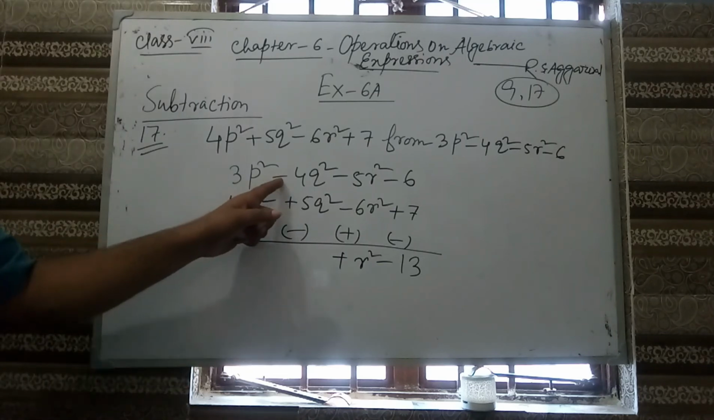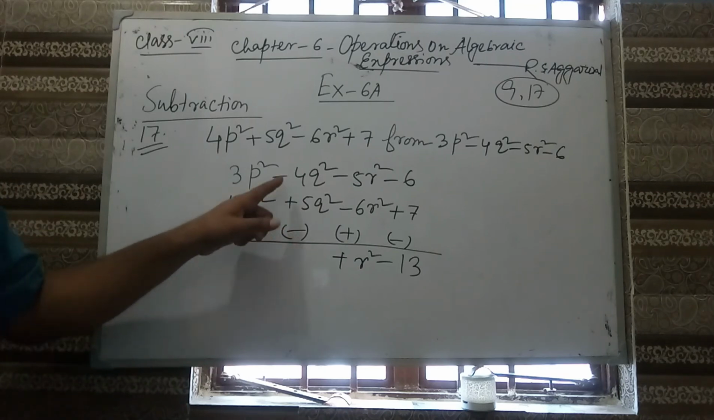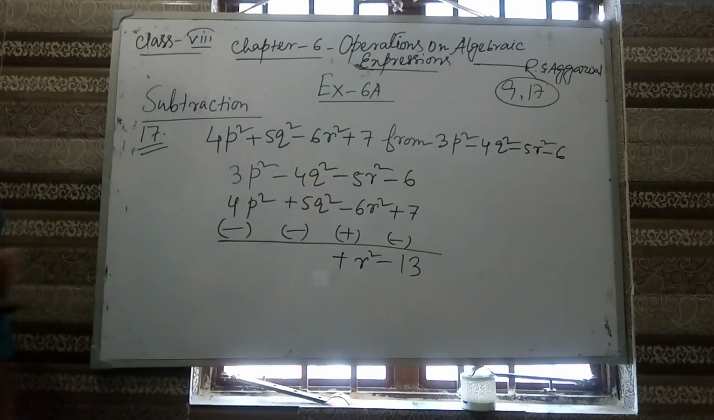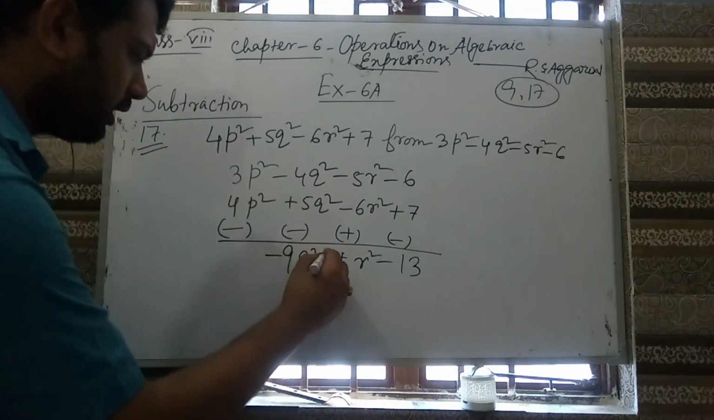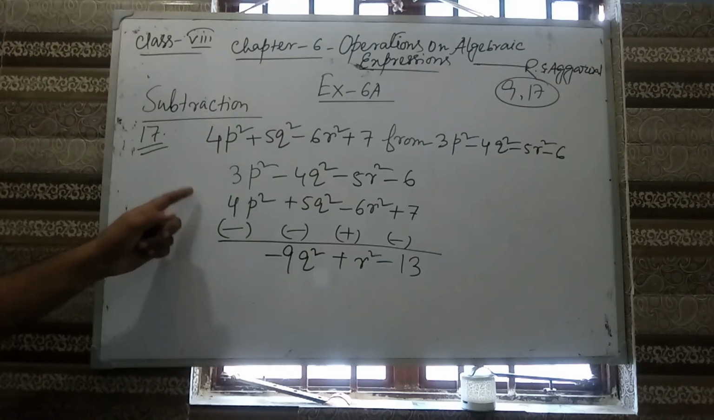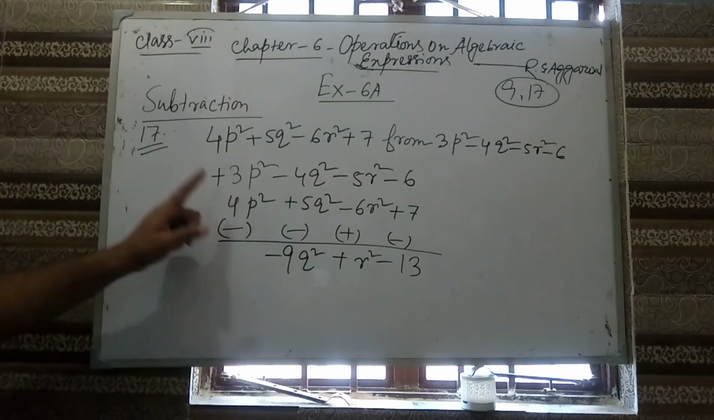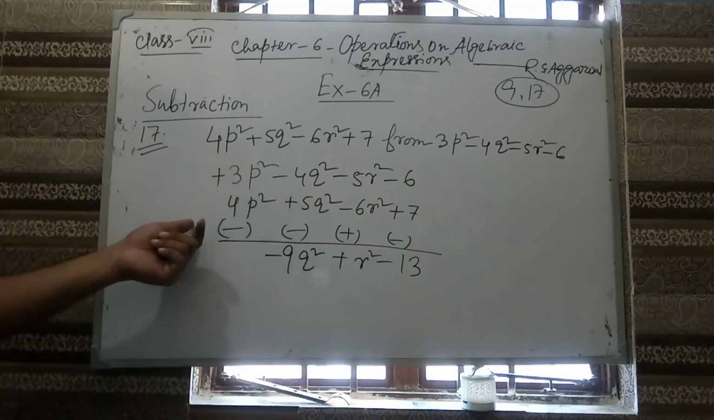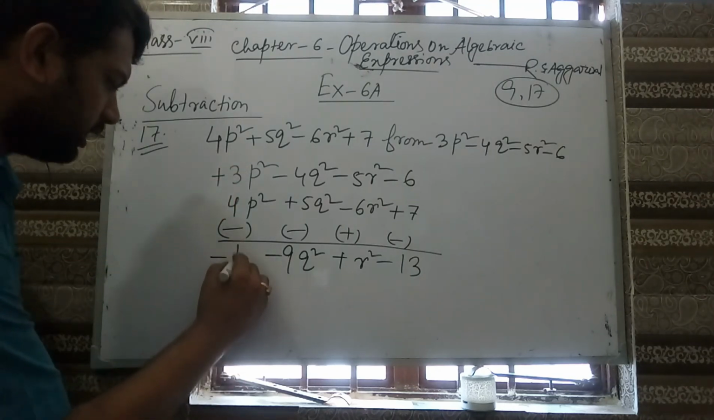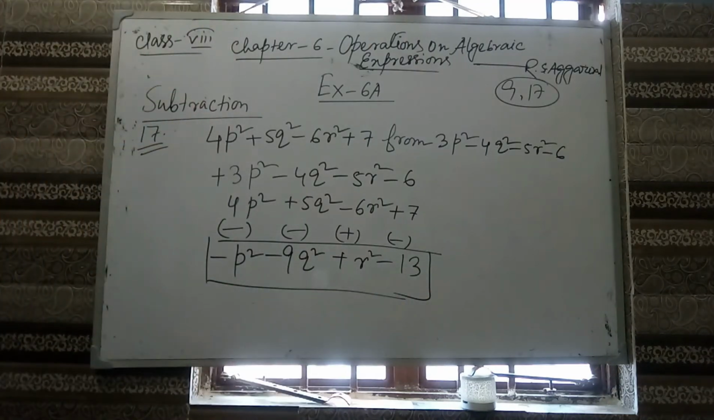Next one, it is minus, it is now minus. So minus 5q square minus 4q square. Both of them are same sign. So it will be minus 5 and minus 4, that is minus 9q square. Last one, it is plus, it is minus. So minus 4p square plus 3p square. Opposite sign, so it will be minus p square. Check the answer. Okay.